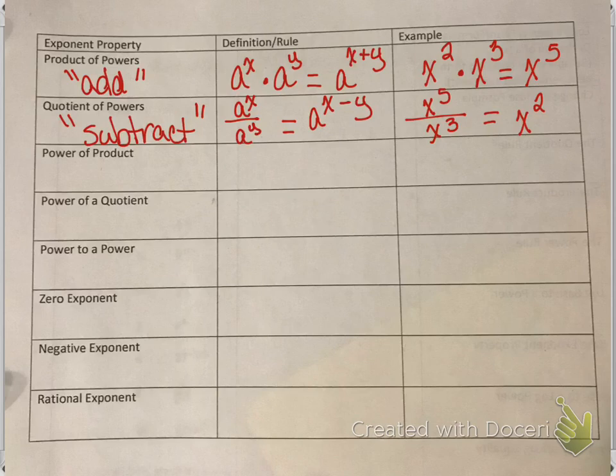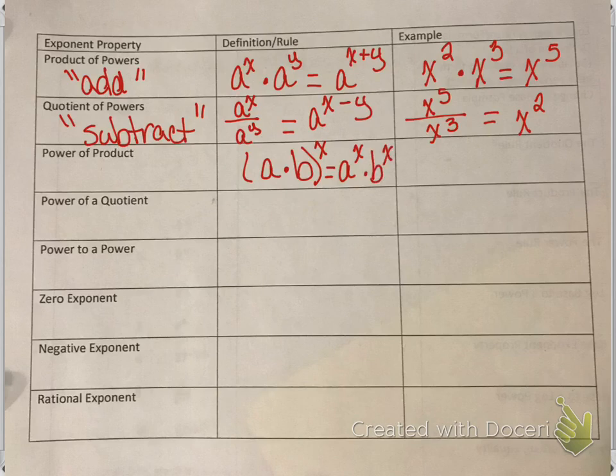Power of product. That is when I have something like a times b raised to the x power. Okay? Students like to call this the distributive property. This is not the distributive property. Okay? So just be aware this is not the distributive property. But students often think of it, and it works similar to the distributive property. You have to give that exponent of x to everything that's being multiplied together. So I'm going to have a to the x times b to the x.